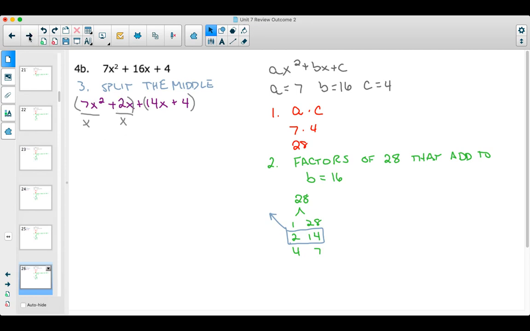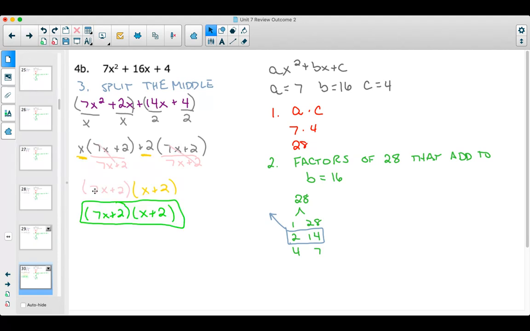My GCF goes out front, and then I divide. 7x squared divided by x is 7x. 2x divided by x is 2. And then my GCF for the second half goes out front. And then I divide. 14 divided by 2 is 7. I have my x. And then 4 divided by 2 is 2. Again, I have the same thing in both parentheses, so I'm going to divide by that GCF. My GCF goes out front, and then whatever's left over, x plus 2, goes in my second parentheses. So in factored form, my answer is 7x plus 2, and then x plus 2.